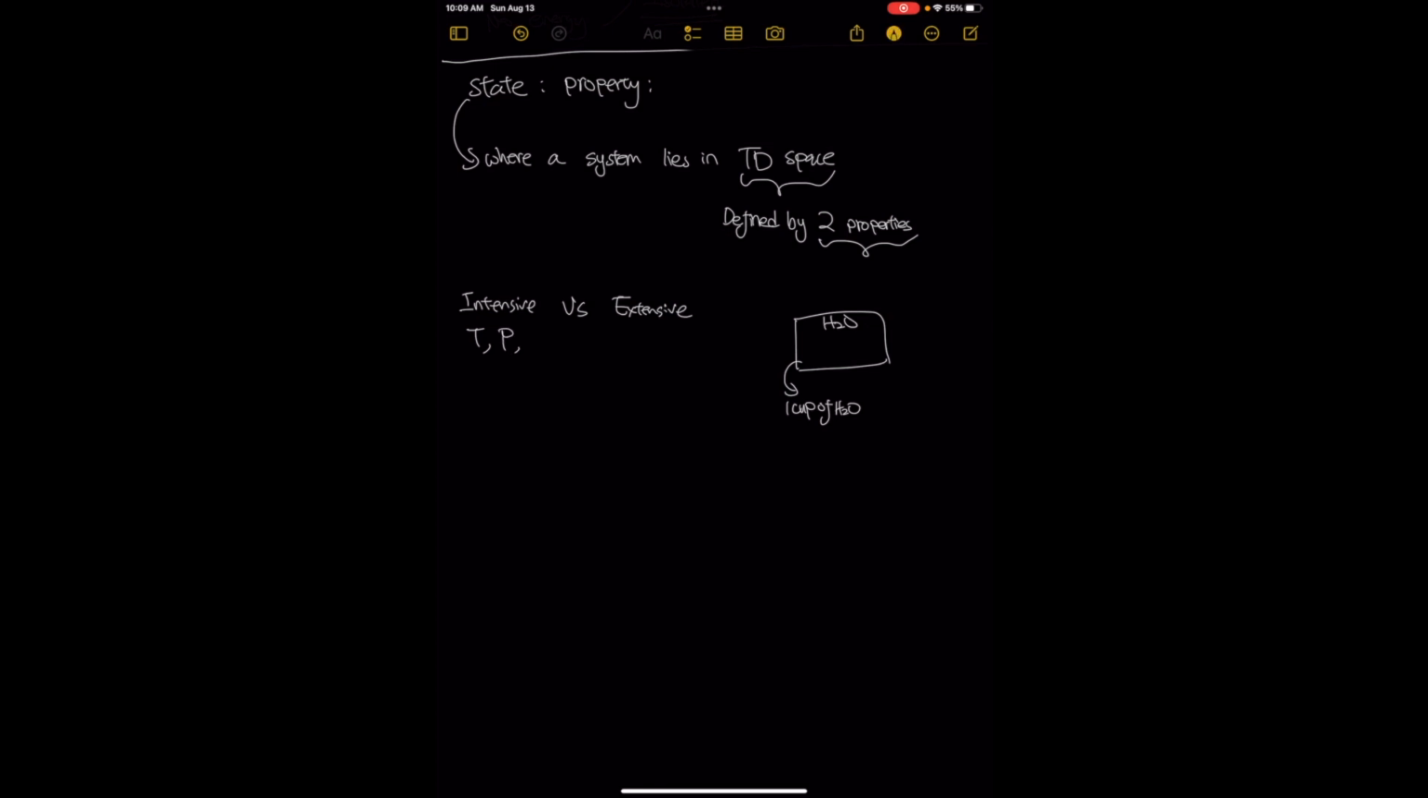Probably pressure doesn't change too much, right? And also density, right? So those are very different units we can use to describe them. How about extensive properties?